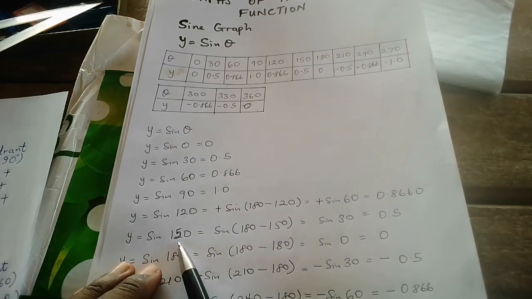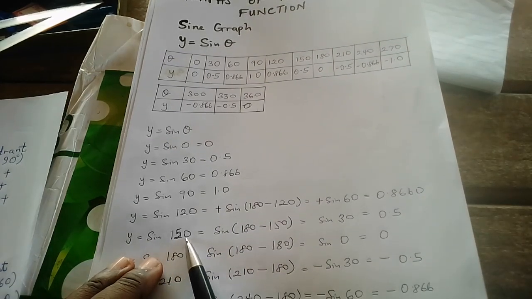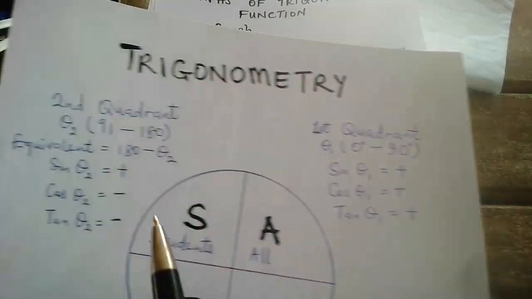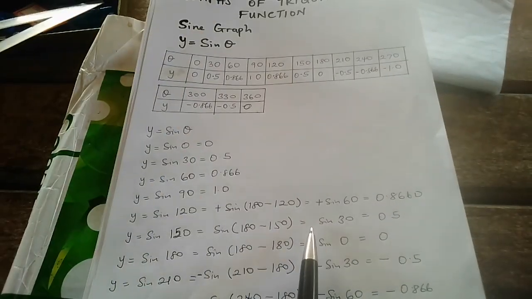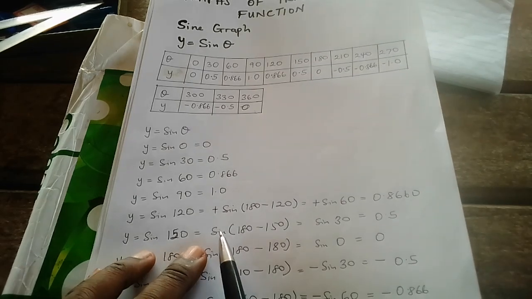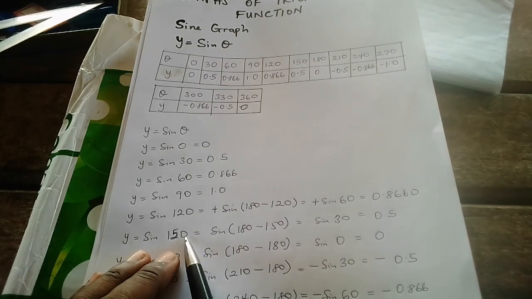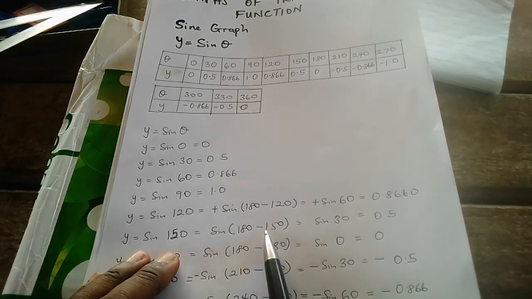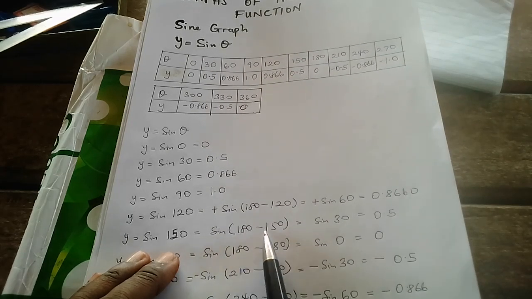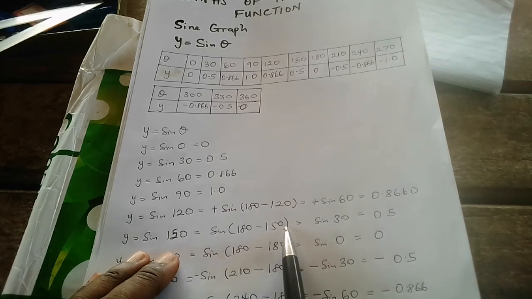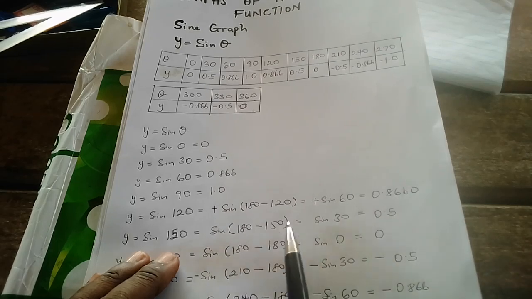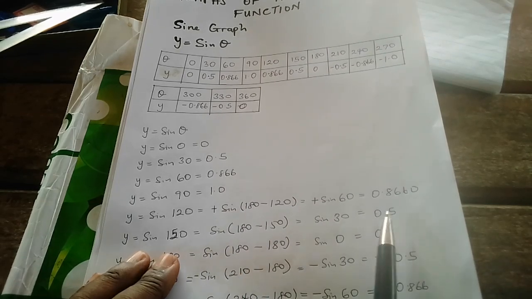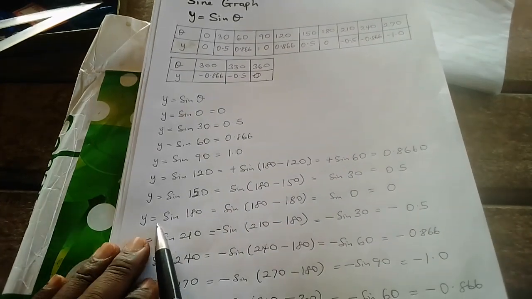When theta is 150, this is still in the second quadrant, and sine is positive in the second quadrant. The equivalent of 150 in the second quadrant is 180 minus 150, which gives you 30. The sine of 30 is 0.5. Since it's positive, it will be plus 0.5.